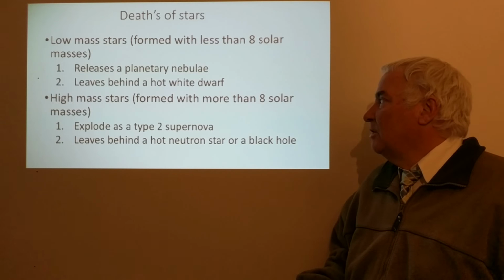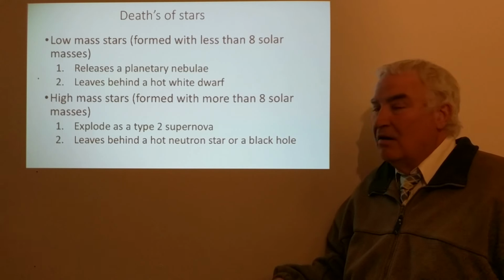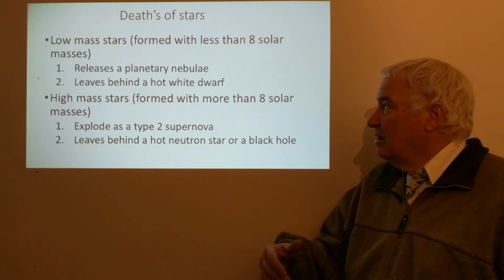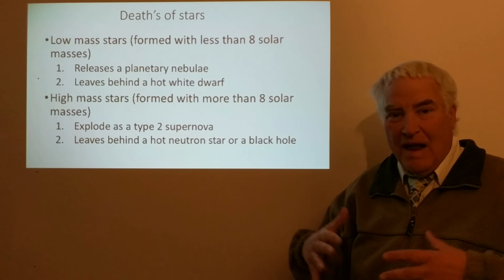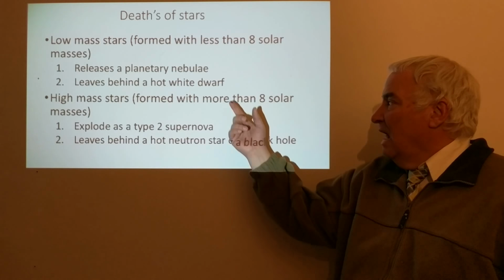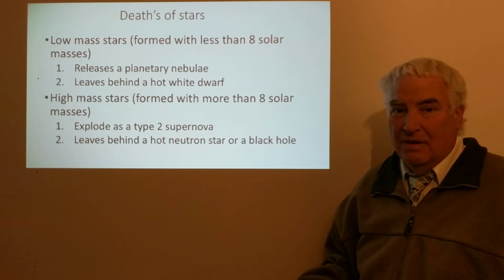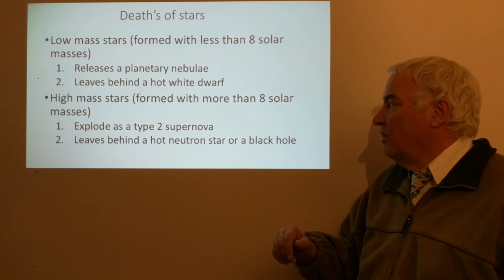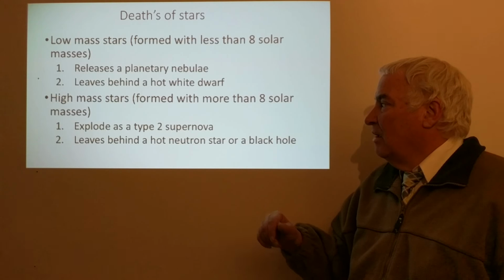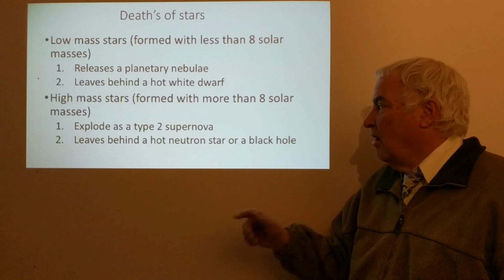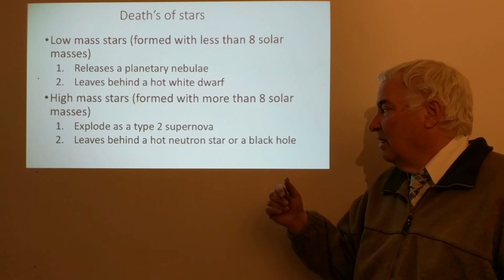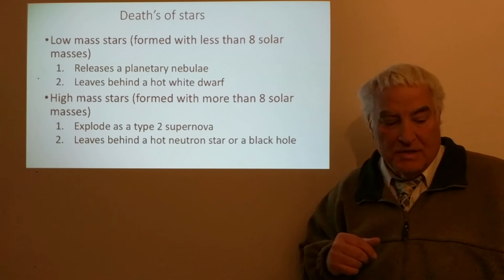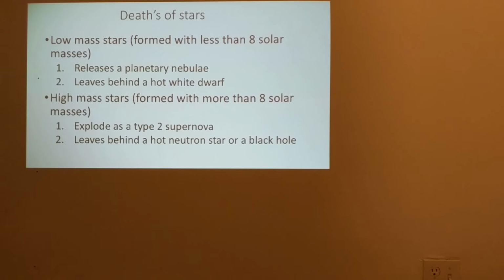And the distinguishing factor is that at the end of their so-called lives, the low mass stars release a planetary nebula into space, releasing about half of its gas into space, and it leaves behind a hot white dwarf. And so I'm going to talk about those now. High mass stars produce supernova, and there's an explosion, and it leaves behind a neutron star or a black hole. So the low mass star deaths.